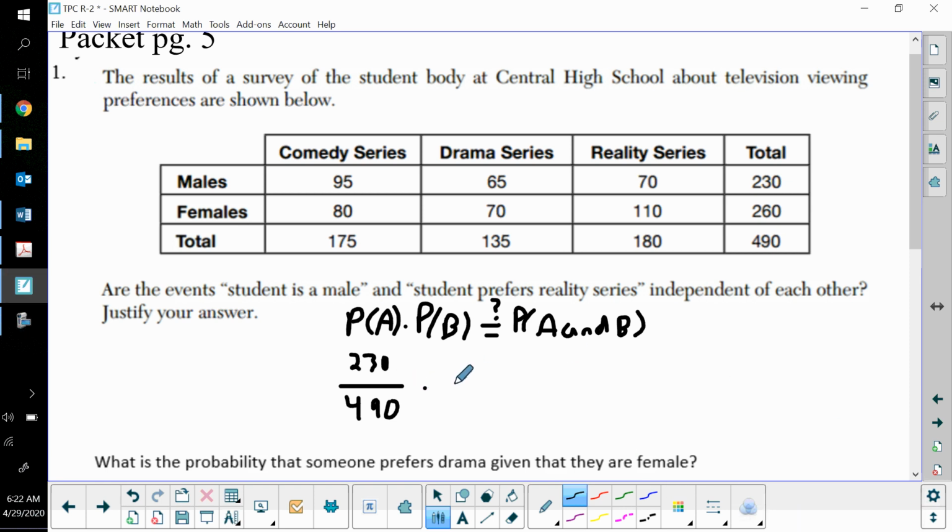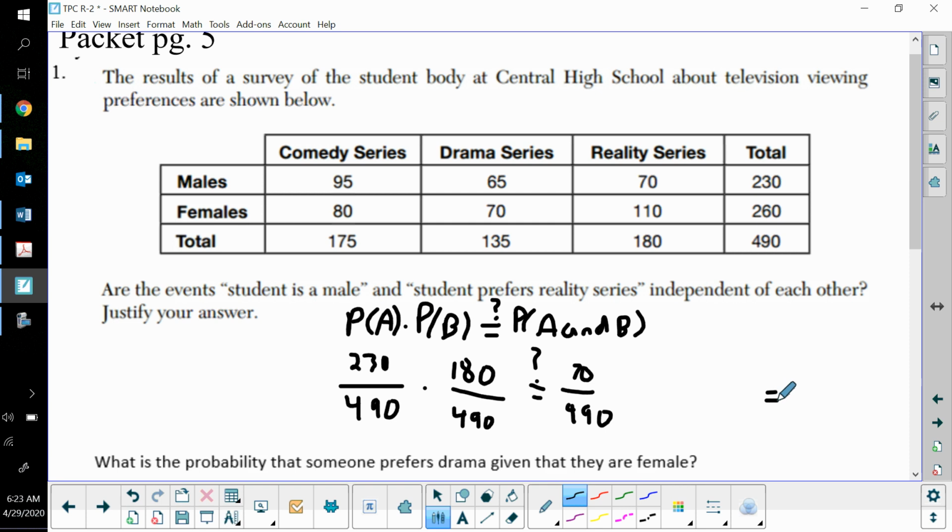Times we have student prefers reality series. So we need a box that only represents reality series. That would be this 180 over the 490 total. And we need to know, is it equal to the probability of both those happening at the same time? So we need to find a box that is male and reality series at the same time. And that would be those 70. So we got 70 over 490.